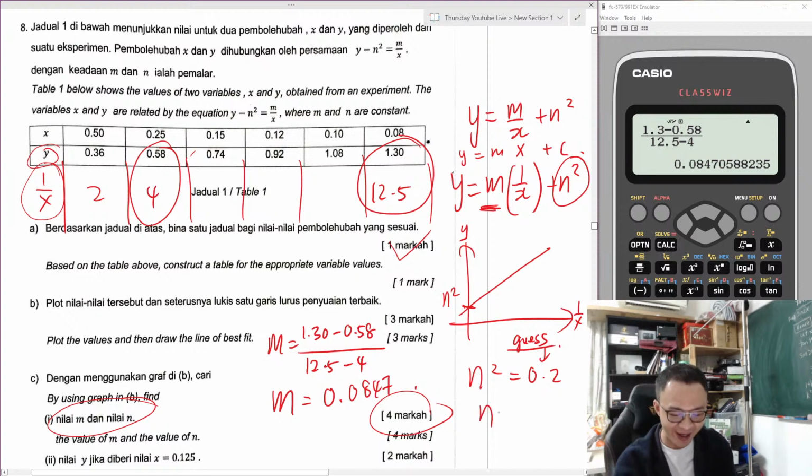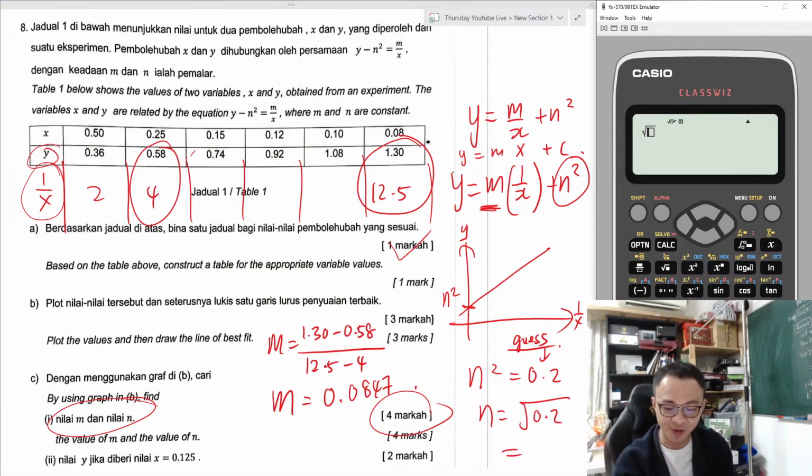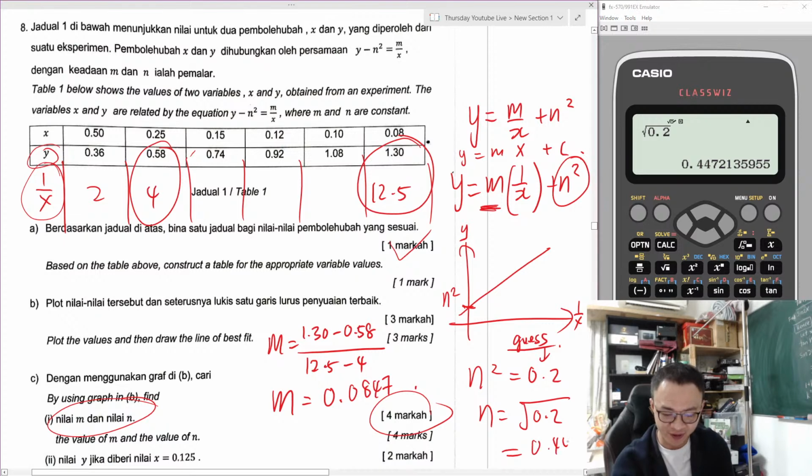So therefore, my n, I will get about the square root of 0.2. Then I just type square root 0.2, then I will get 0.447. This is how I get my m and n by observing my graph.